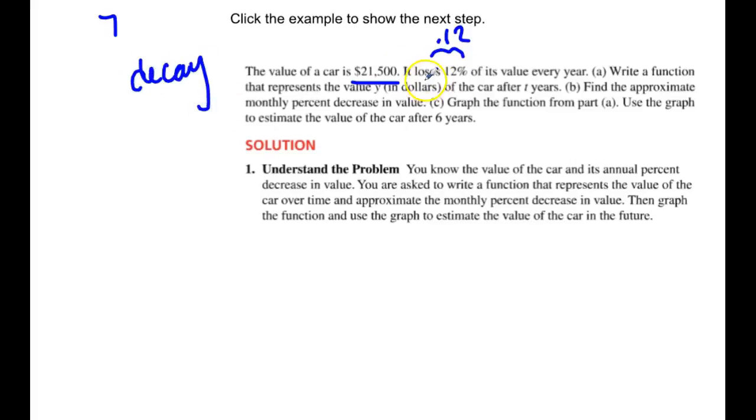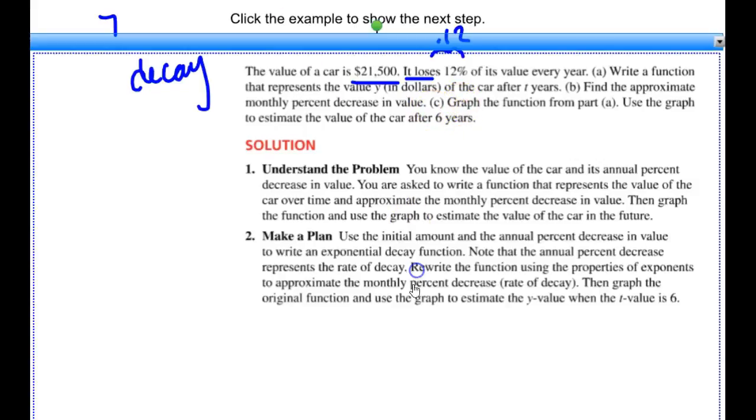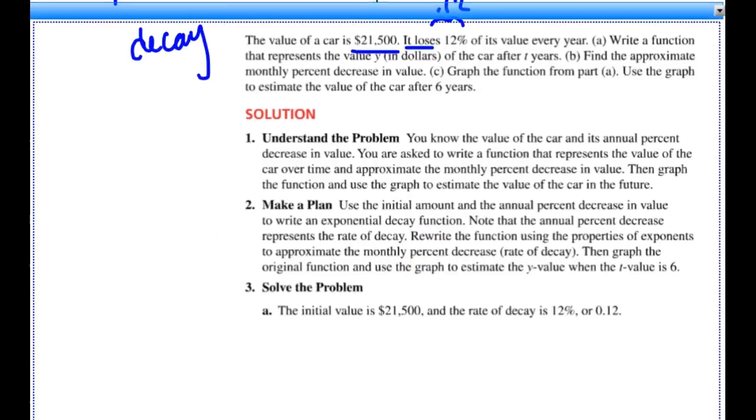And I know it's decay because it loses value. If it was to gain value, that would be a growth function. Okay? So I'm making my plan, and I'm solving the problem.